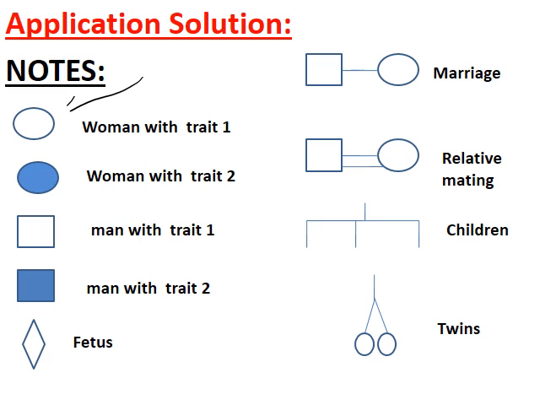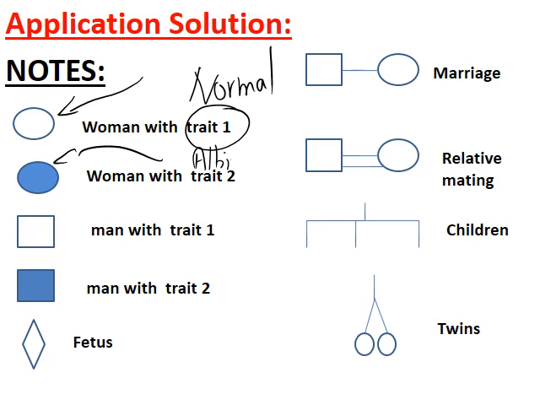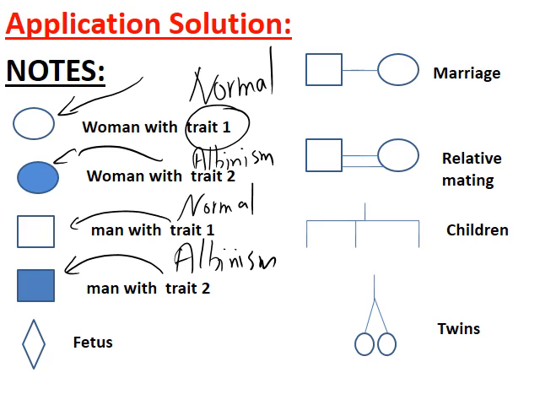Whenever we have a circle, this is a female. Female, this is with trait 1, meaning with a normal trait. Whenever we fill it, this is trait 2, which is the disease albinism or albino. This is a man, which is the box. Box is always for the man. So circle is for the female, and the box or the square is for the male. This is an empty one, so this is normal, this is trait 1. This is with trait 2, which is with albinism. Whenever we have the geometrical shape, it goes for the fetus, the new baby.